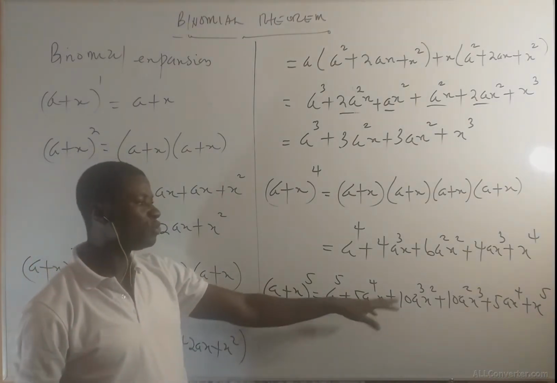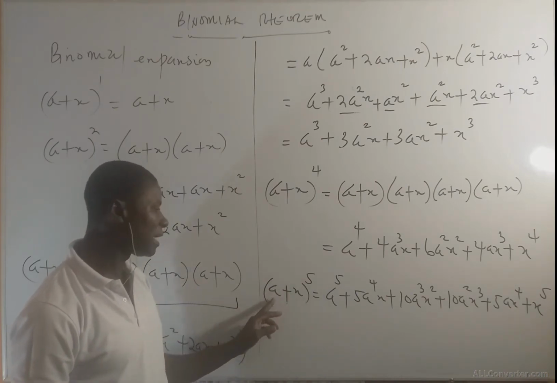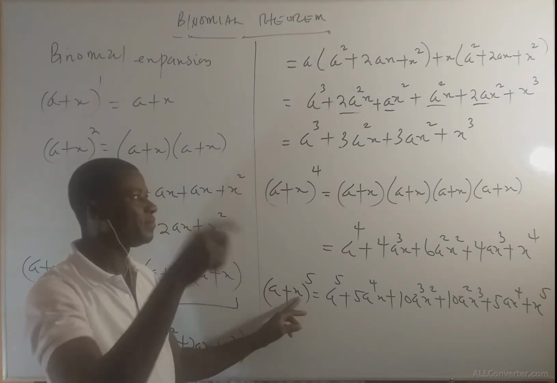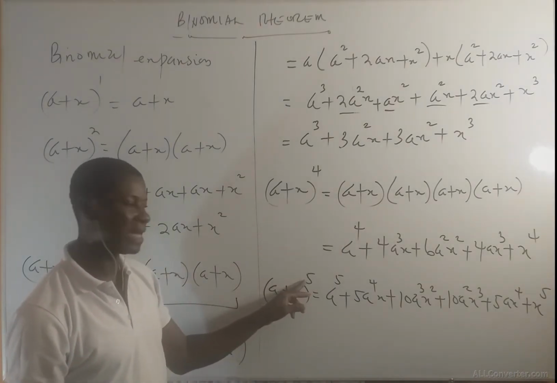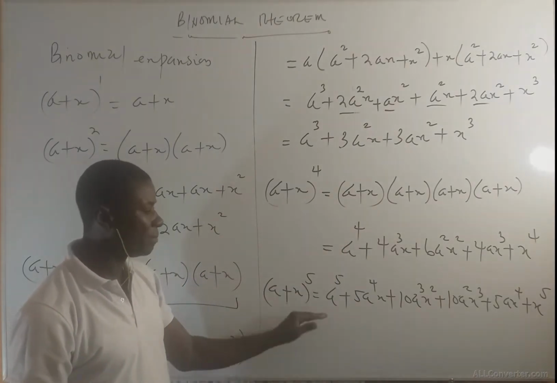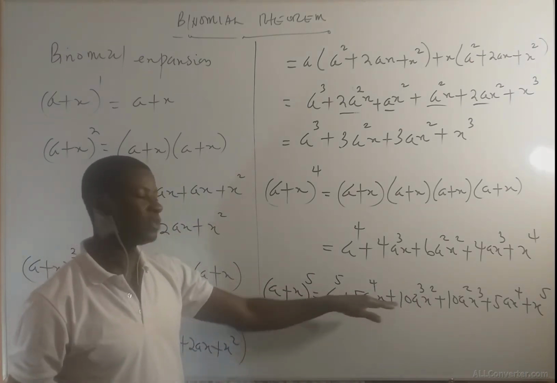Now, I'm able to write this expansion. This a plus x exponent 5 means you are multiplying a plus x by itself 5 times, and it is very tedious. So as the exponent gets larger, this work becomes tedious, but I'm able to write the expansion because I have the coefficients at the back of my mind, and that's what I'm going to teach you.